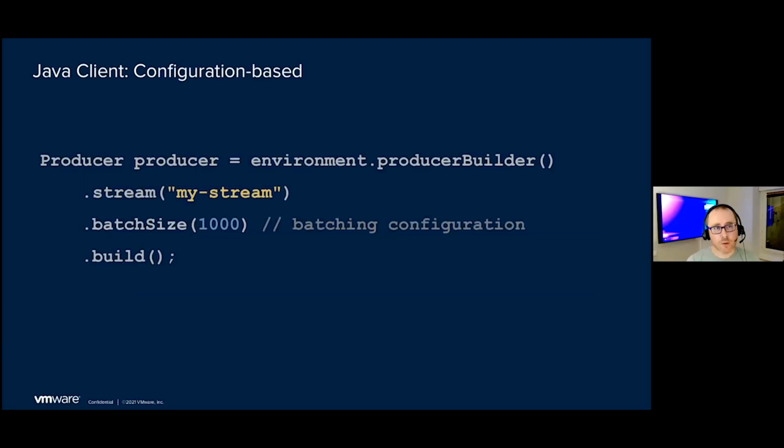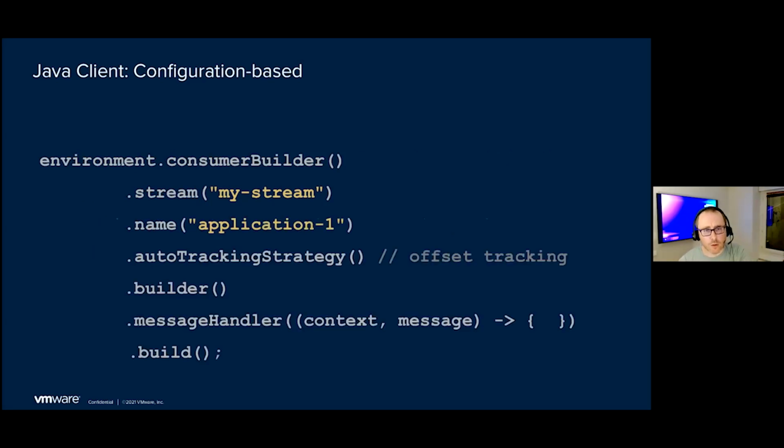So the Java client is also configuration based. So for example, it accumulates messages to send them in batches in a publishing frame from the stream protocol. And you don't have to deal with that. You can just specify the batch size and that's it. It will be handled under the covers by the client. Same thing for the consumer side. You have options like the tracking strategy. The client can store the offset automatically for you every 10,000 messages, for example.